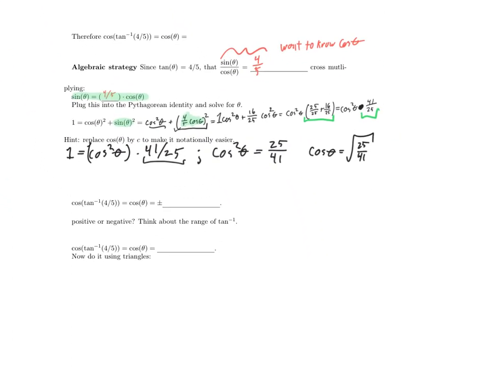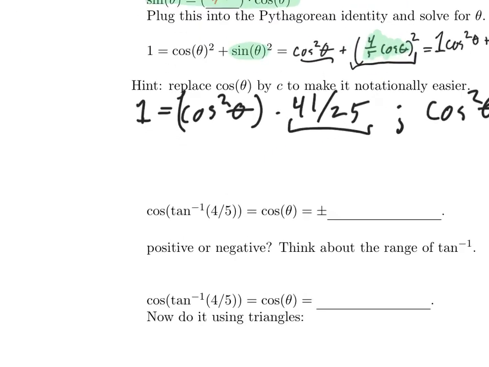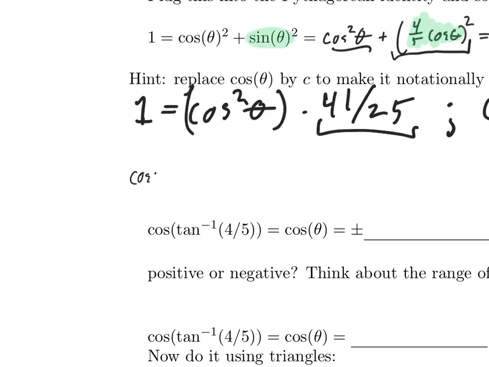It's positive. So there's the answer, but it's not a complete answer because I see a fraction inside of a square root. So I should simplify that. That'll be cosine of theta equal to the square root of 25 over the square root of 41. And I see a perfect square in the numerator, so the numerator is just 5. And the denominator is the square root of 41, so there's a square root inside of the denominator. I don't want there to be a square root inside of the denominator. I need to rationalize the denominator. I will multiply and divide by the square root of 41.